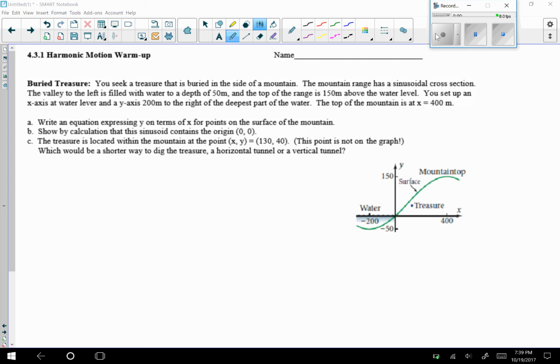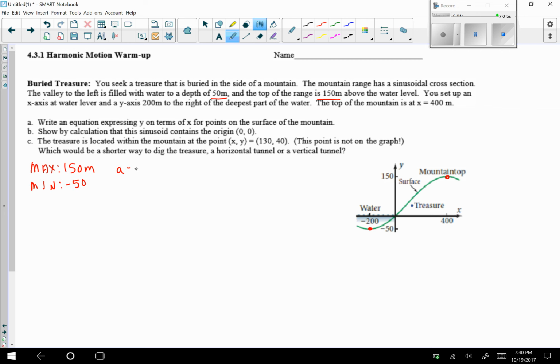So for this, it says we want to write an equation expressing y in terms of x for the points on the surface of the mountain. So the first thing you need to do to write your equations, we need to figure out what our amplitude or midline are. To find that, we need our maximum and our minimum heights. Our maximum height we know is 150 meters, because that's what it told me, and you can even see from the graph right here. And the lowest is a depth of 50 below water level, so negative 50 is your minimum.